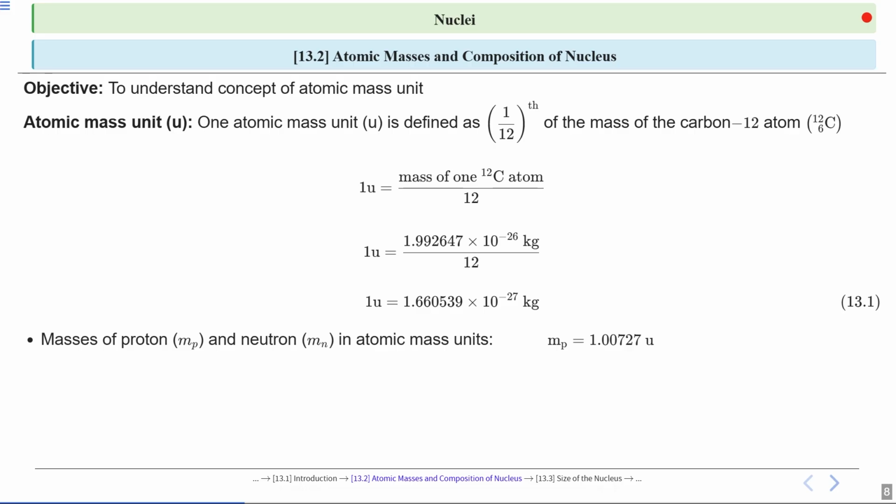Now let's look at the mass of the proton and neutron in atomic mass units. The mass of a proton is about 1.00727 U. This means a proton is just slightly heavier than one atomic mass unit.